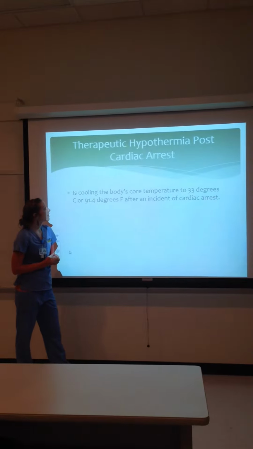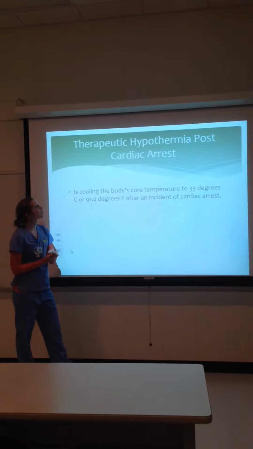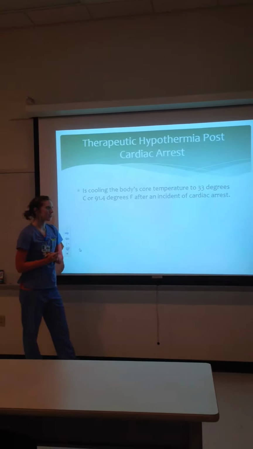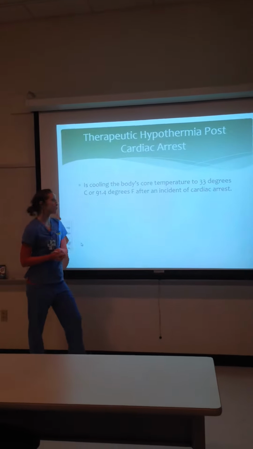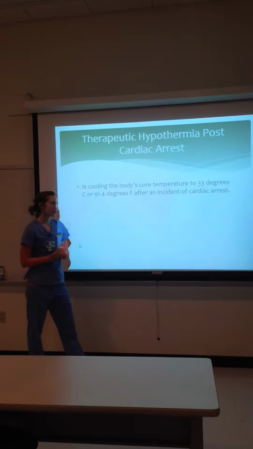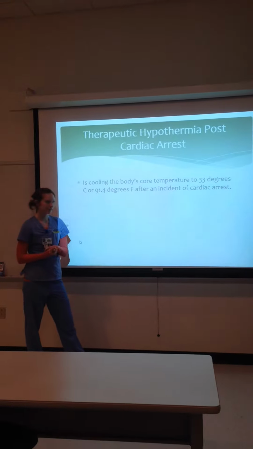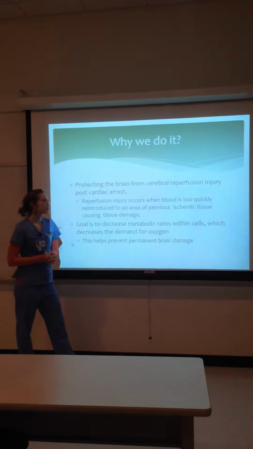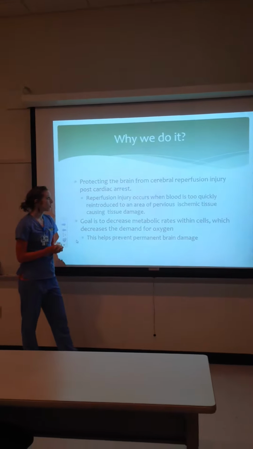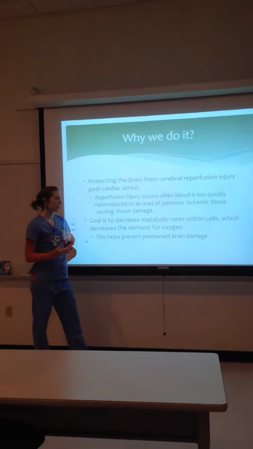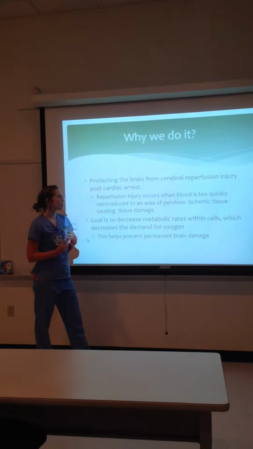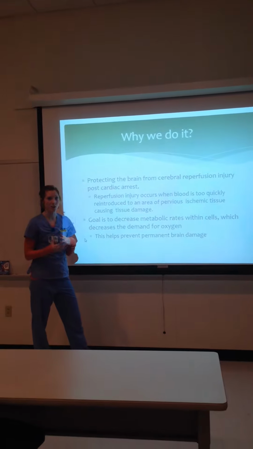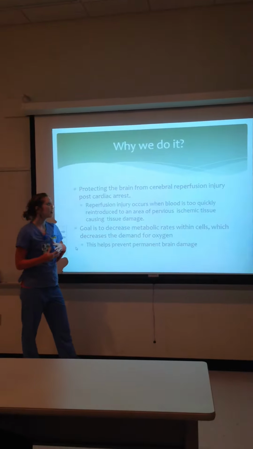Okay, so basically the definition of therapeutic hypothermia is cooling the body's core temperature to 33 degrees Celsius or 91.4 degrees Fahrenheit after the incident of cardiac arrest. So why do we do this procedure? Basically, because the main issue of cardiac arrest is a neurological injury, we want to protect the brain from the deoxygenation that's going to occur and the damage that can happen because of that.